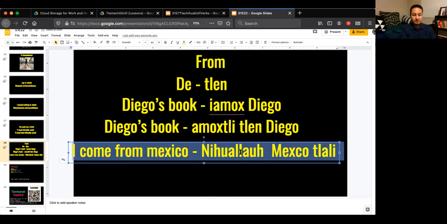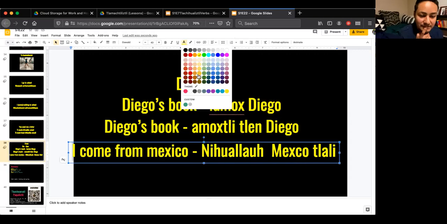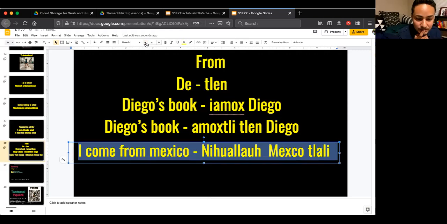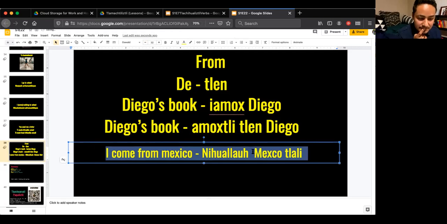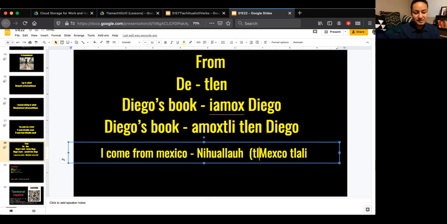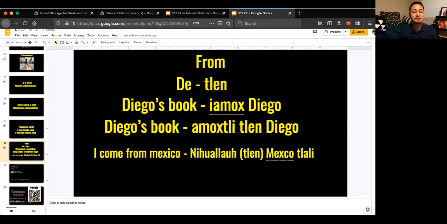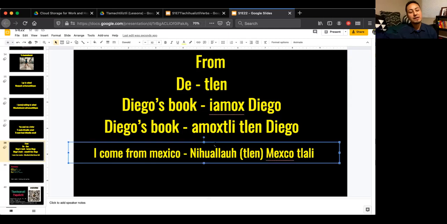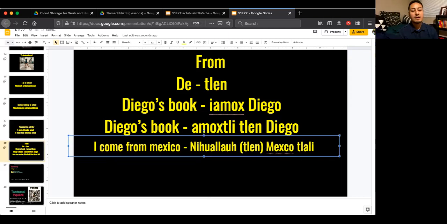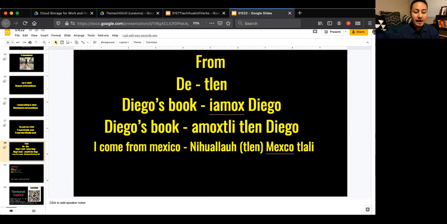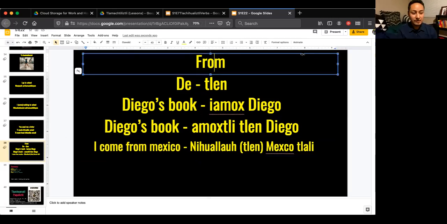Ni huallauh tlen Mexico. Now, I personally don't like it because you don't actually need the tlen there. But you could, in theory, say ni huallauh tlen Mexico, and I believe this is through the influence of Spanish. So in Nahuatl, you don't actually have to say the tlen part. You could say ni huallauh Mexico, and it's completely understood. That tlen would be like borrowing it from Spanish, like vengo de Mexico. But you don't actually need the tlen in Nahuatl because the motion is understood. And that's one form, the form of from, like a location.